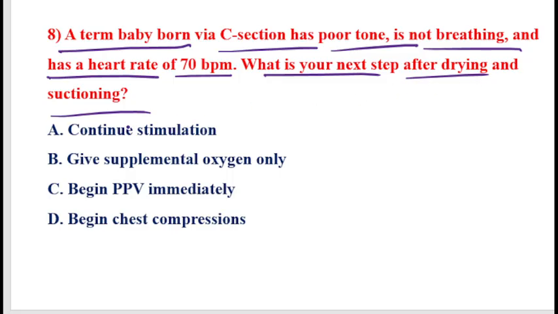And what is the next step after drying and suctioning? So we have resuscitated the baby in the newborn care, we have put the baby in the incubator, we dried it and we also did suctioning. So after drying and suctioning, we check the heart rate of the baby.